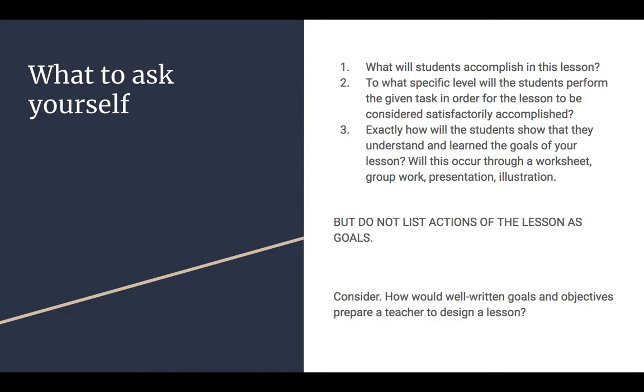So do not list actions of the lesson as goals. Your goals are not like explain Impressionist paintings, give 3 examples. Those are like the actions that you're going to do to meet your goal. Those are not the goal itself. And I want you to think about this. How would a well-written goal and objective prepare a teacher to design a lesson?